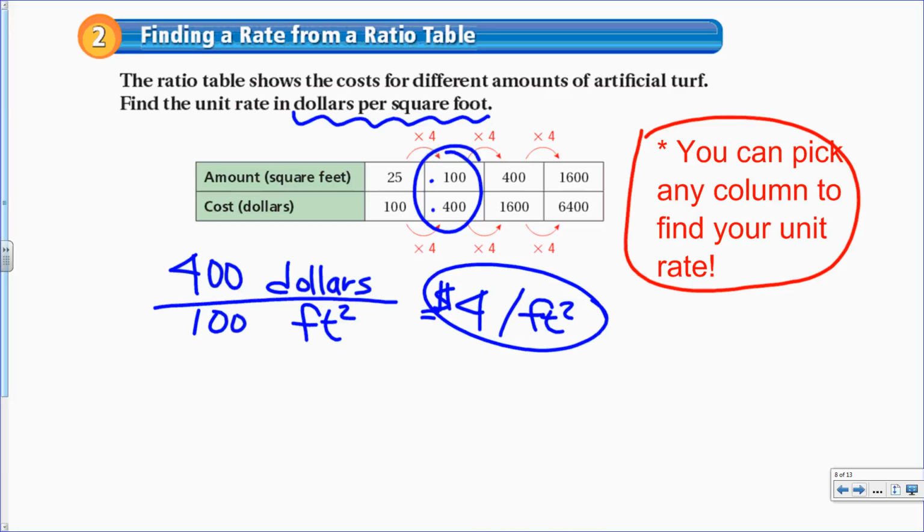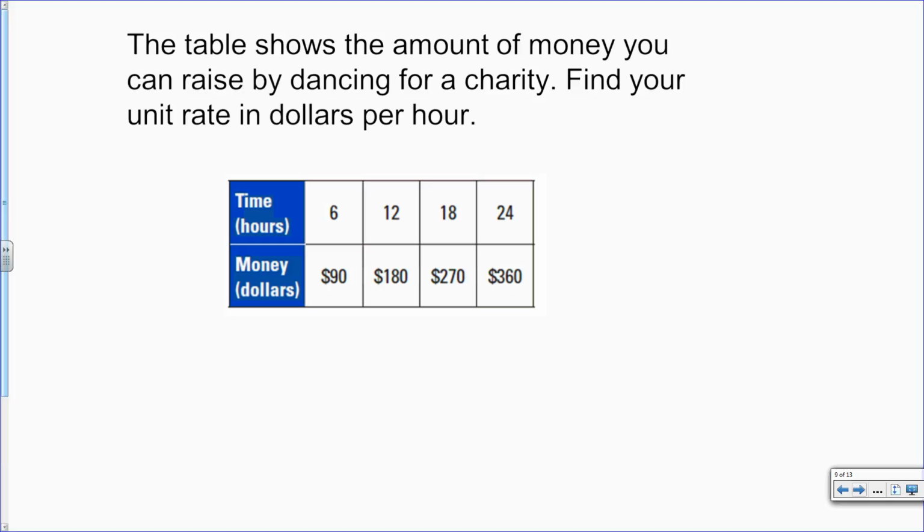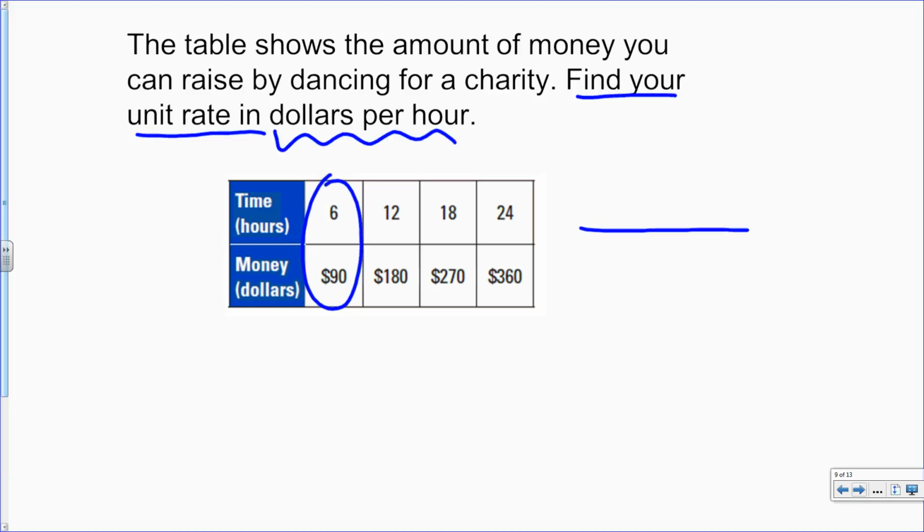So if you have a table, you just pick one section. So here's a table. You pick any section you want. I'm just going to go ahead and pick this one, but I have to read the instruction. It says find your unit rate in dollars per hour. So that tells me that dollars goes on top and hour goes on bottom.